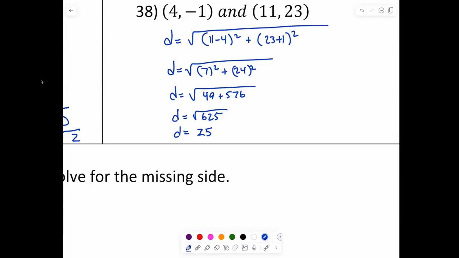You can do whatever you want tomorrow. Calculators, bring your calculator. Doesn't matter to me.